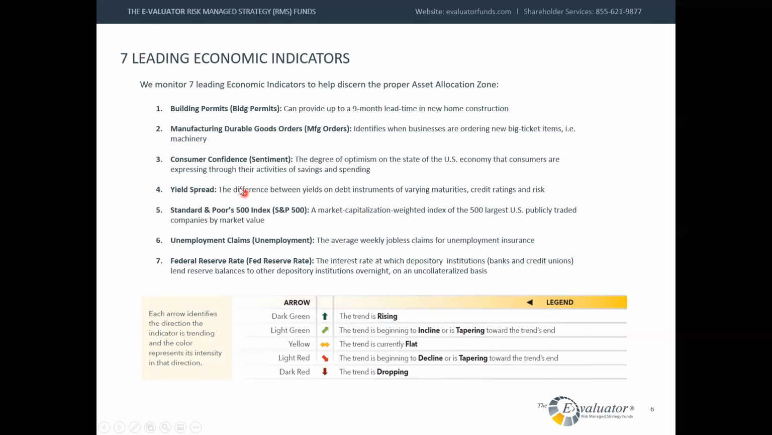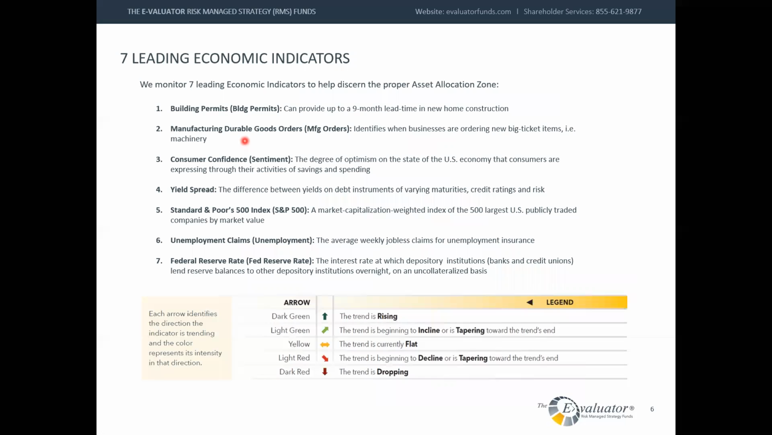To help us determine what zones we're in, we track 7 leading economic indicators. These are the primary indicators we track. We also track an additional 14 more. So building permits, we want to see how the housing industry is doing and how it's expected to expand or contract based on the number of permits being filed.